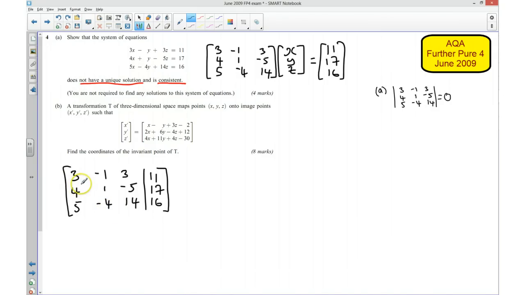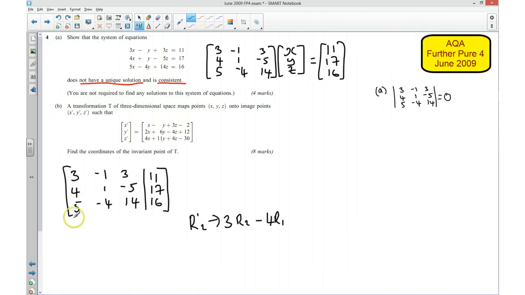So in order to change that to 0, I would have to times it by 3 and take away 4 lots of my top row. So my new row 2, I would do 3 times my old row 2, take away 4 lots of row 1.